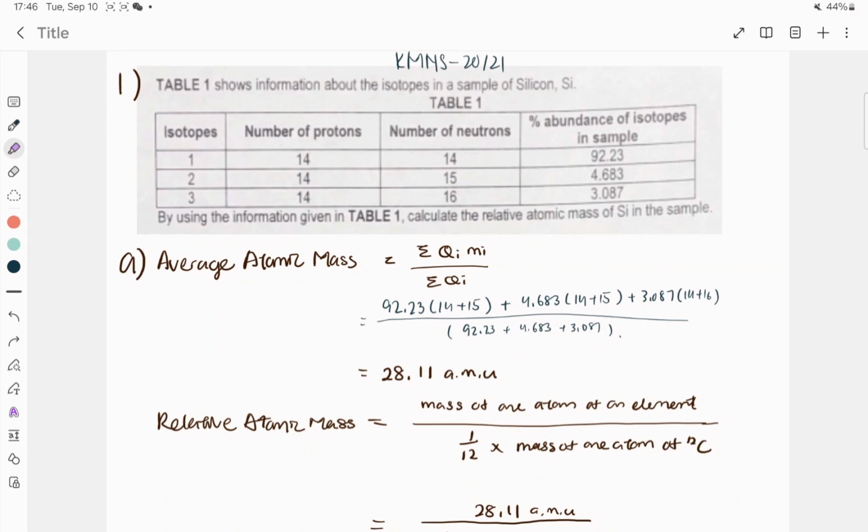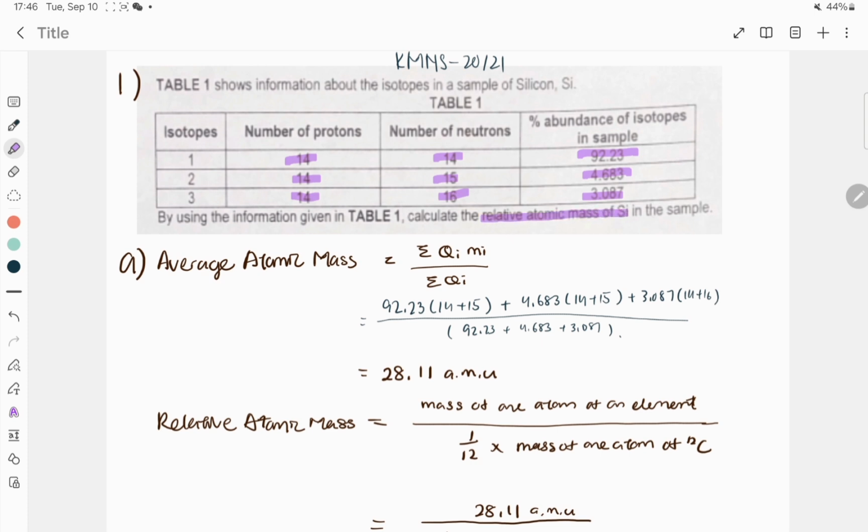The question is from chapter 1 of the KMNS trial question, year 2021. We are given information about the isotopes of Si, which is silicon, and we get the information over here, here, and over here. We need to calculate the relative atomic mass of Si.